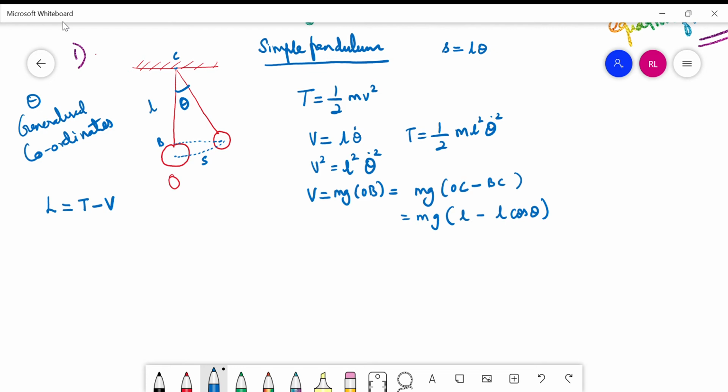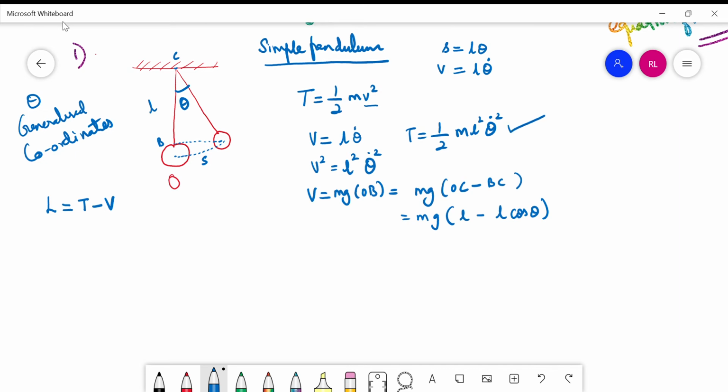To find the velocity, we take the first derivative of this displacement, so v is equal to L theta dot. We need v squared, so v squared is equal to L squared theta dot squared, which gives T is equal to half m L squared theta dot squared. Once we have established this, we are set with the kinetic energy.